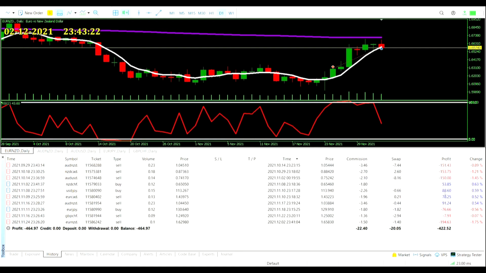Made some of those back in the middle, gave us hope. Not terrible wins there, but then right at the end it comes back against us, in particular this Euro New Zealand dollar trade, and no good at all. Of the 10 trades, only 4 winners against 6 losers. Just going to take a look at our losing trades and see if there's anything we could have done to help us out, try and avoid them.